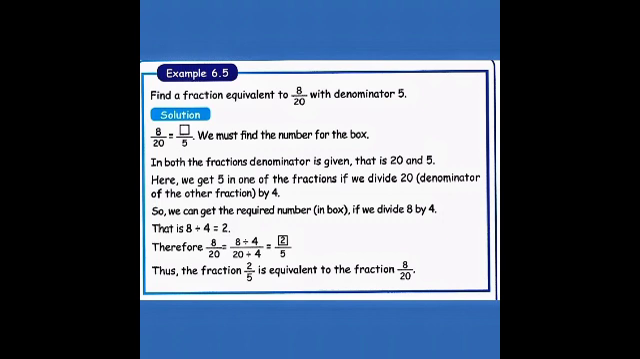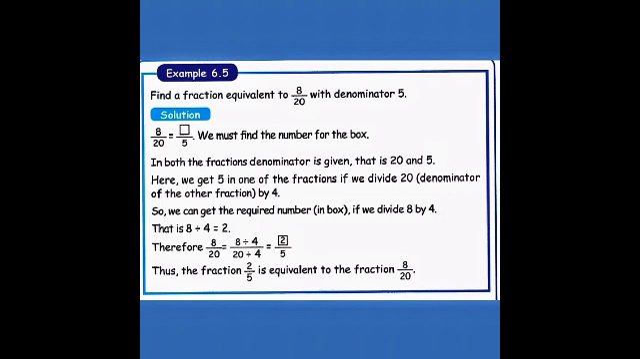So 2 by 5 is equivalent to the fraction 8 by 20. Did you all understand how to find this fraction when only the denominator is given?